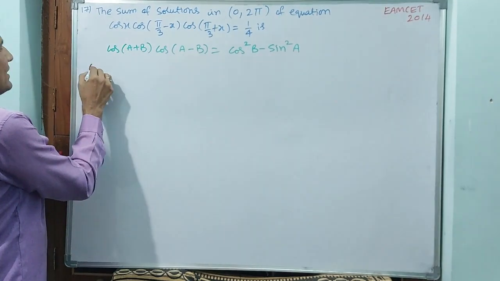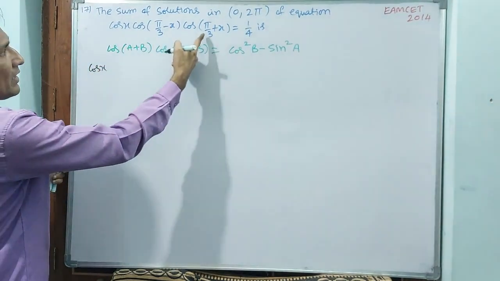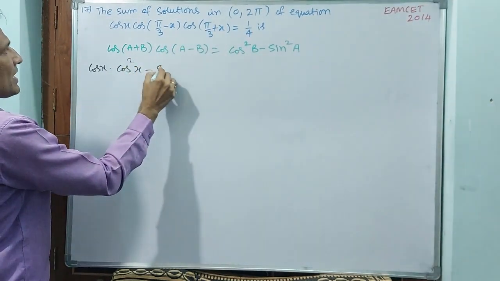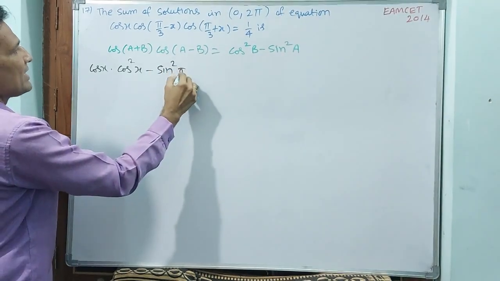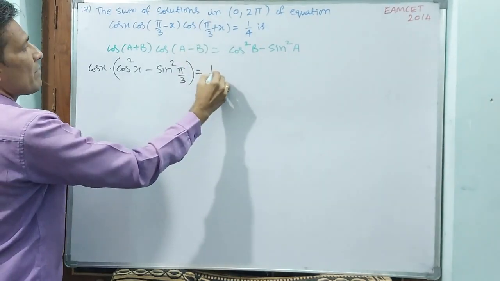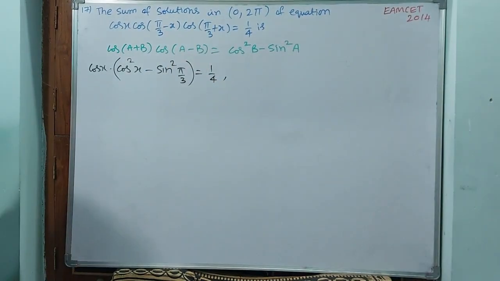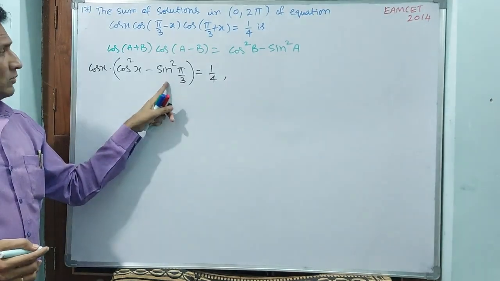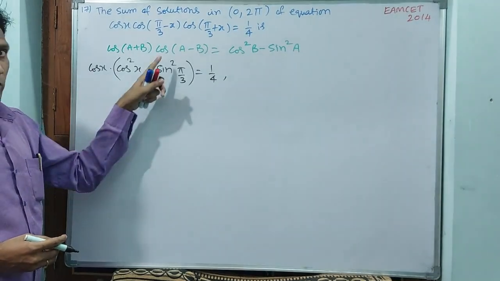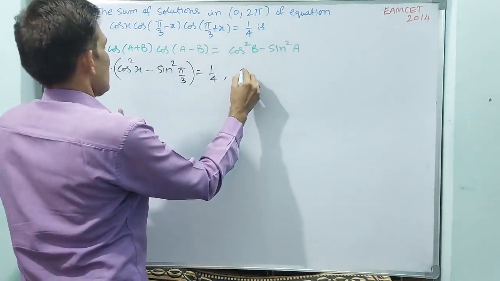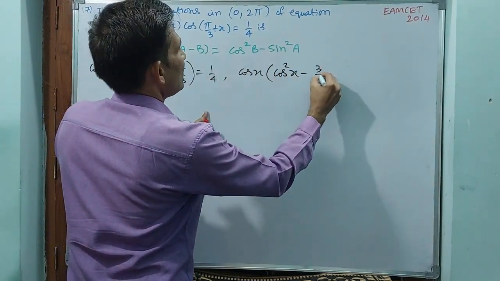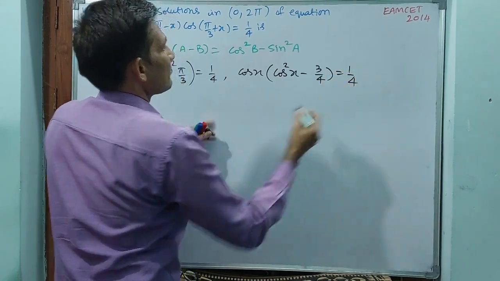You keep cos x like this only. Cos square b, where b means x, minus sin square a, sin square pi by 3. Put it in this parenthesis. But this is equal to 1 by 4. Now you apply this value. Sin pi by 3 is how much? Sin 60 is root 3 by 2. Root 3 by 2 square is 3 by 4. Cos x into (cos square x minus 3 by 4) is equal to 1 by 4.